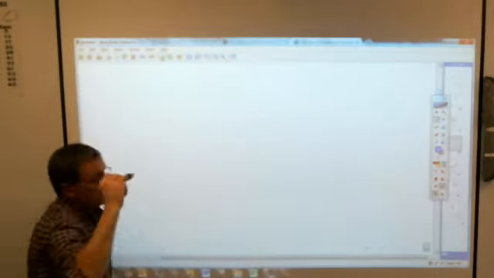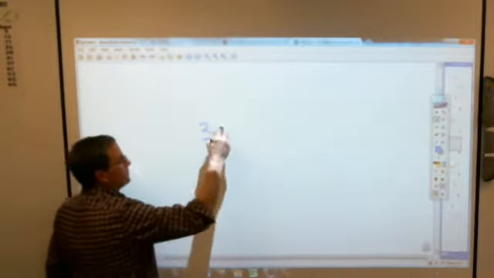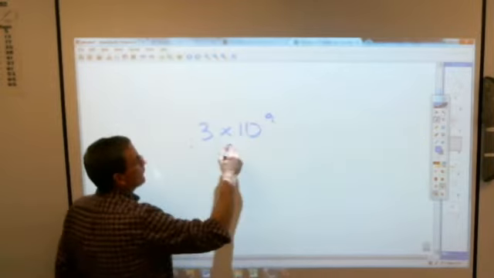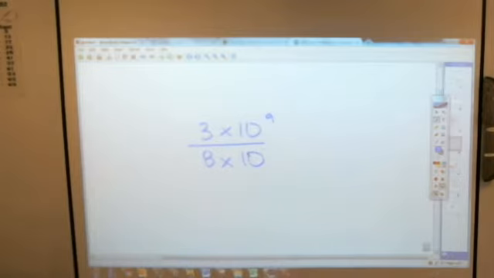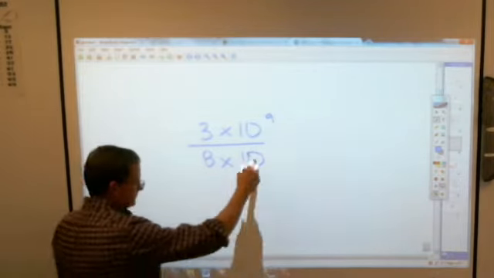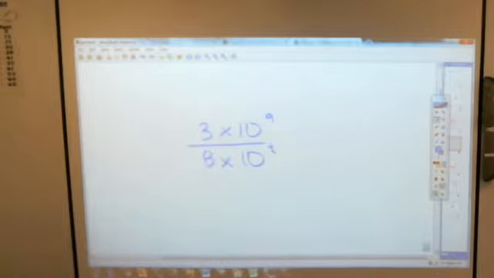Here we go. Ready? Let me give you one where we have to do a little bit of thought here. 3 times 10 to the 9th over 8 times 10 to the 4th. I shall give you a chance to do that. Follow the rules. Divide the lefts, get your decimal number, put down times 10, subtract the exponents, change to scientific notation.